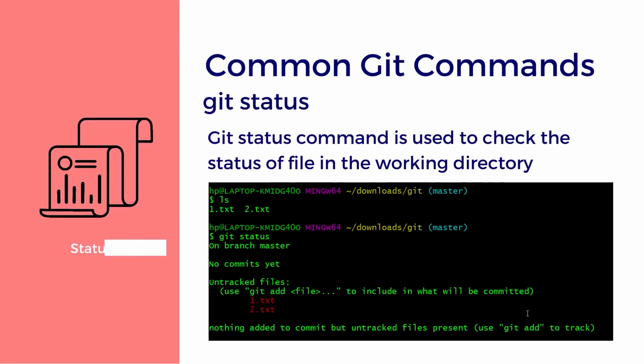Now, we will discuss the status command. The git status command is used to check the status of the files in the working directory. Here in the screenshot it clearly shows that there are some files created and those are not tracked by Git, thus you can check the status of Git files. As per the previous command, git status shows that there are files that are untracked, and to track those changes we will use the git add command.